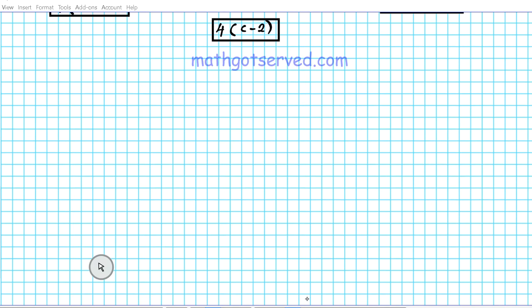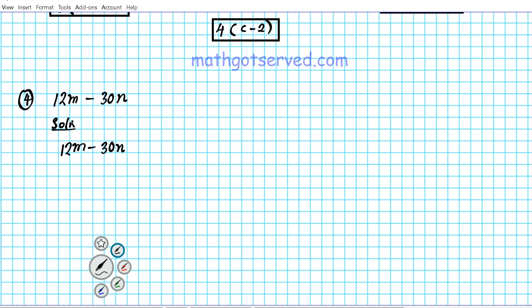All right, let's take a look at question 4. So for question 4, let's say we are to factor 12m minus 30n. We're going to follow the same procedure, okay? So the solution is as follows. We have 12m minus 30n. What we're going to do is decompose both of them.